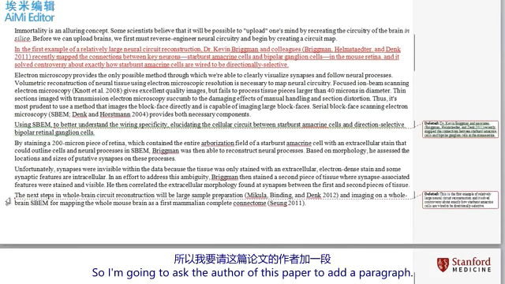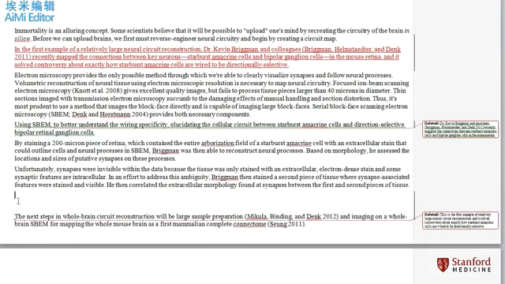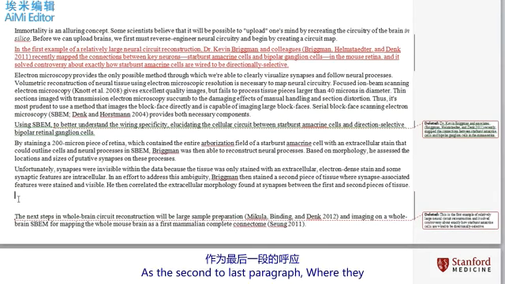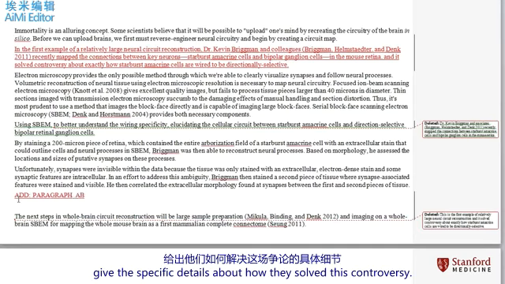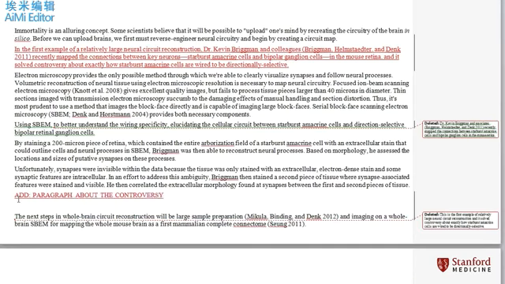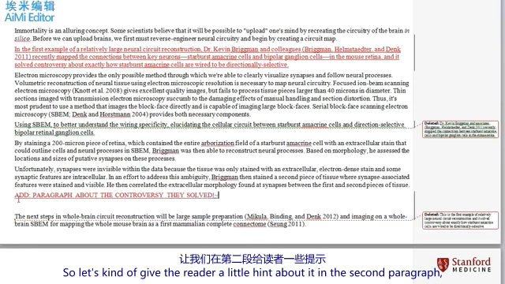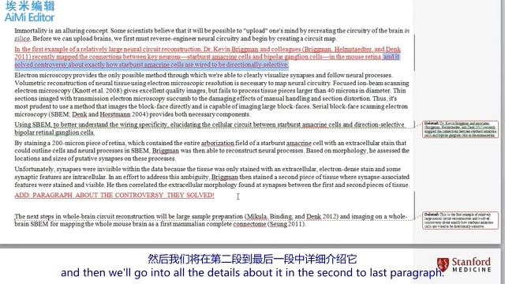So I'm going to ask the author of this paper to add a paragraph as the second to last paragraph where they give the specific details about how they solved this controversy. So let's give the reader a little hint about it in the second paragraph, and then we'll go into all the details about it in the second to last paragraph.